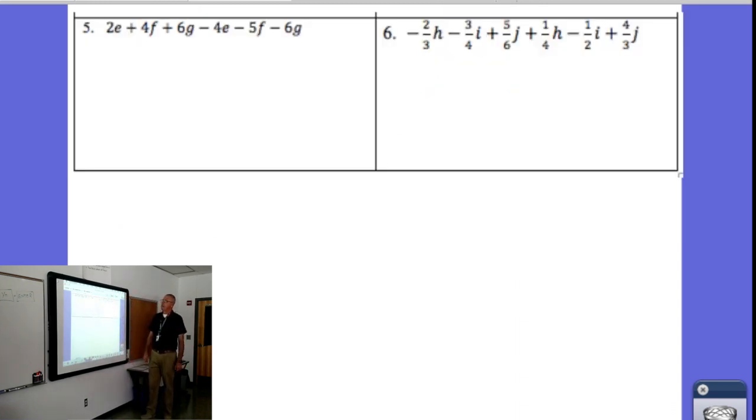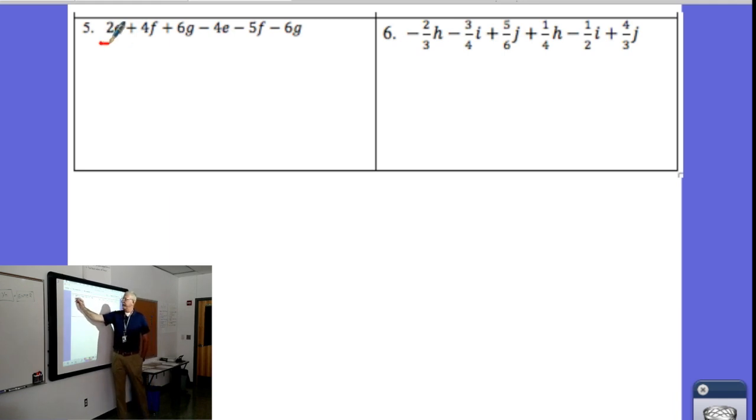Okay, how many terms? 6. Let's see. 1, 2, 3, 4, 5, 6. So starting with the first one, what else can I combine with that one? Negative 4e. So I have 2 minus 4 equals negative 2. Negative 2e.